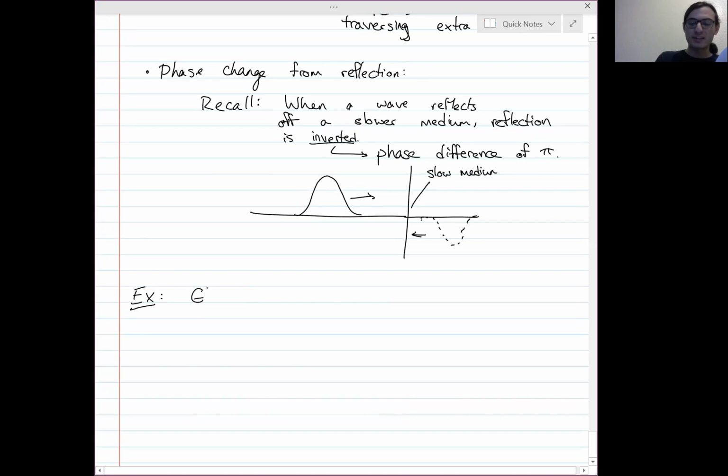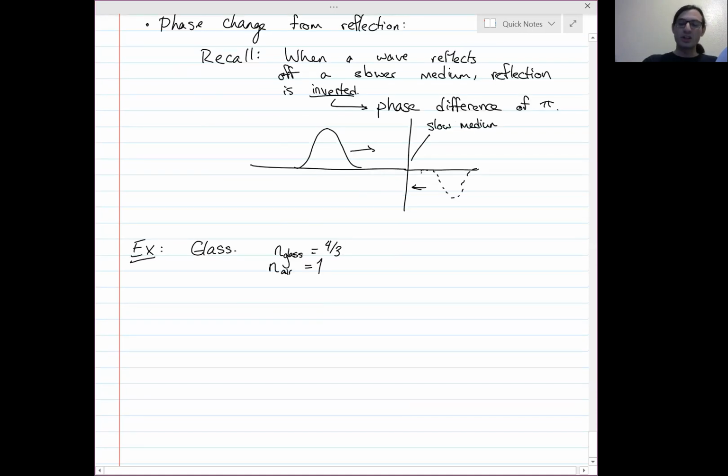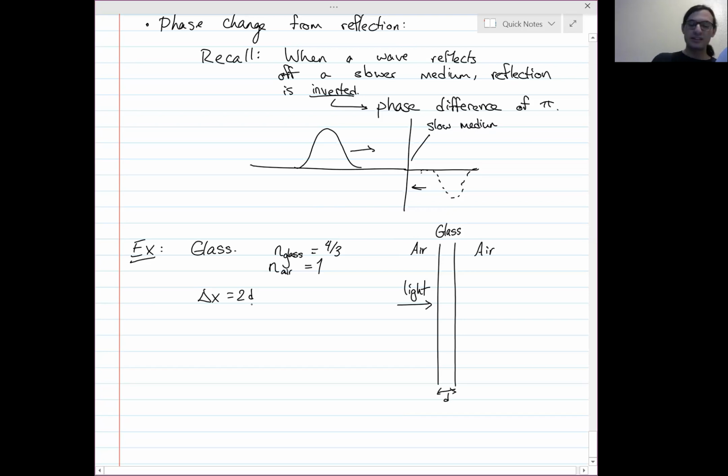So let's talk about glass as a quick example. The index of refraction of glass is about 4/3, and the index of refraction of air is about 1. So let's just use those values. So here's a picture. We have a thin film of glass, like maybe a window. We have a vacuum over here. Oh no, let's use air. We have air over here, and we have air over here. And you have light coming in. So delta x is equal to 2 times this distance, say d. And delta phi is equal to pi.